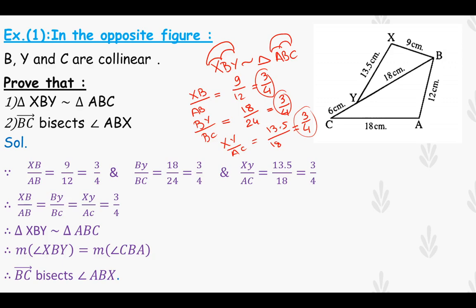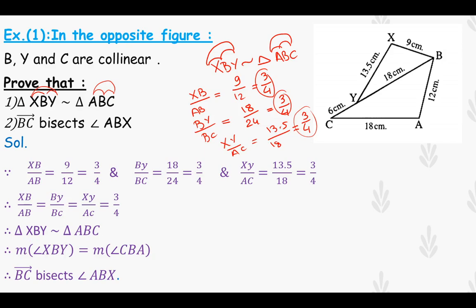Here, he wants me to prove that triangle XBY is similar to triangle ABC. So I find XB over AB, BY over BC, and the last one XY over AC. And you can see that all the side lengths are proportional and each ratio equals 3 over 4. Okay? So triangle XBY is similar to triangle ABC, similarity third case.